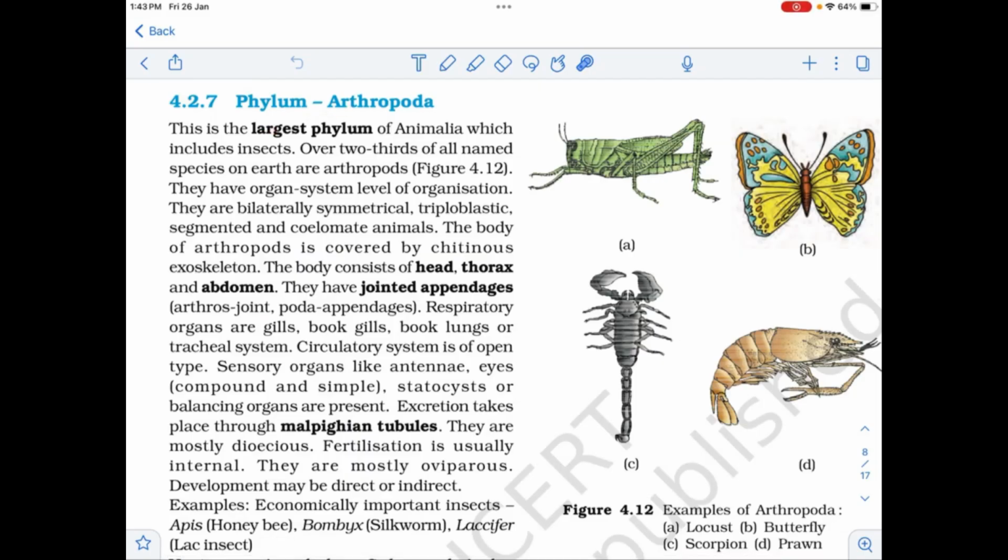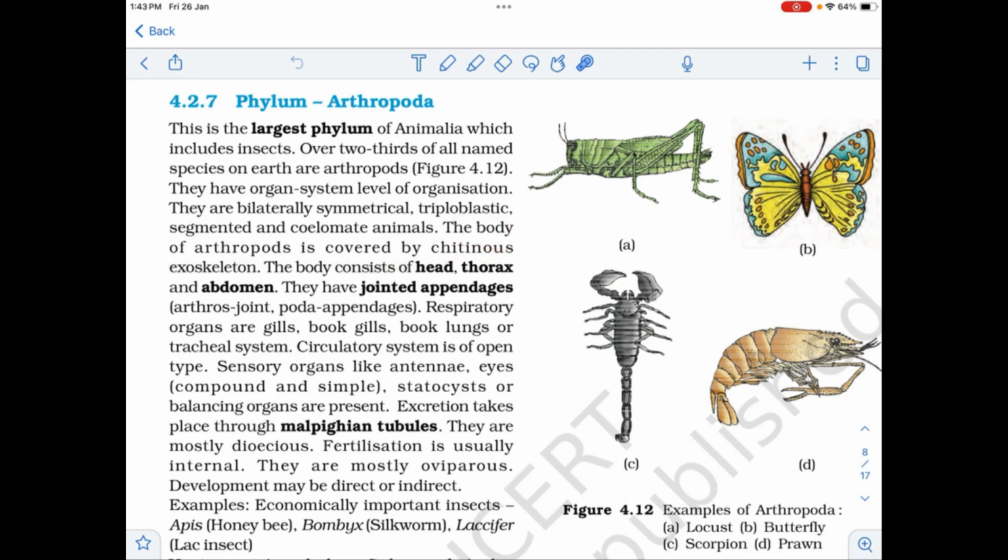Phylum Arthropoda. This is the largest phylum of Animalia, which includes insects. Over two-thirds of all named species on Earth are arthropods. They have an organ system level of organization. They are bilaterally symmetrical, triploblastic, segmented, coelomate animals. The body of arthropods is covered by a chitinous exoskeleton.